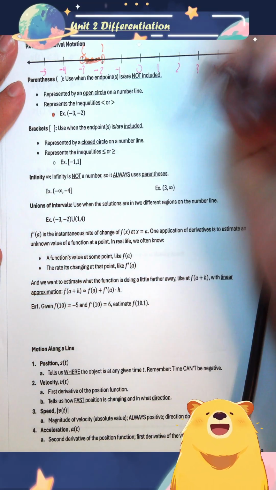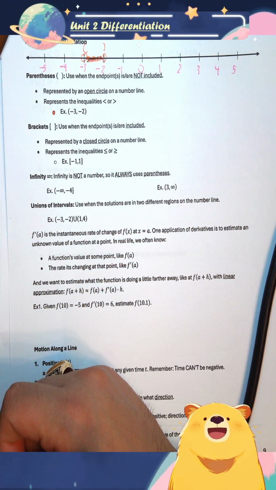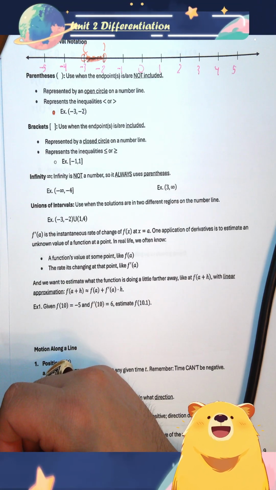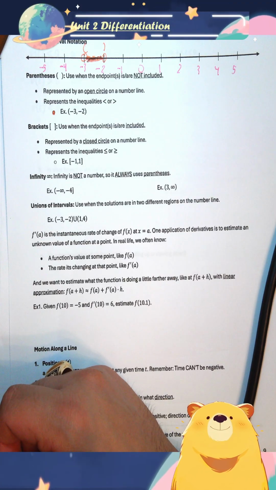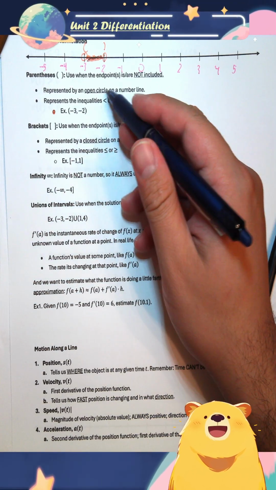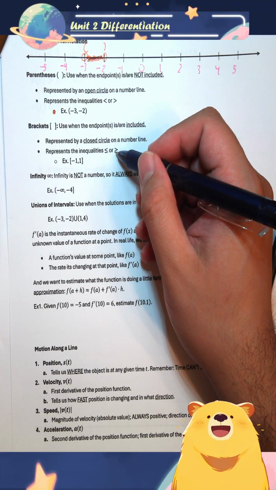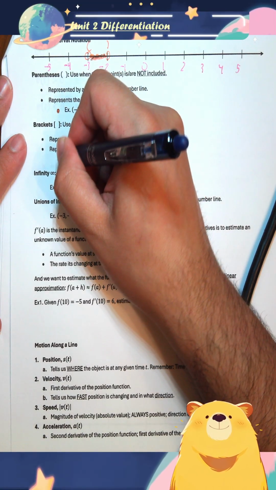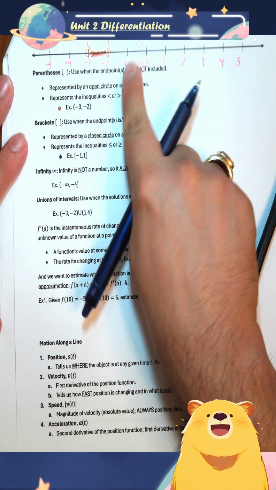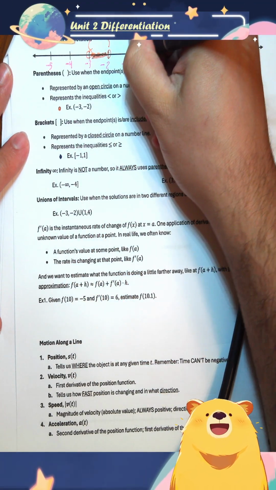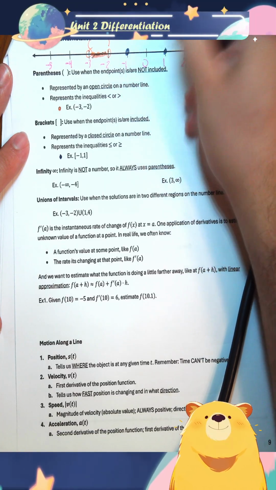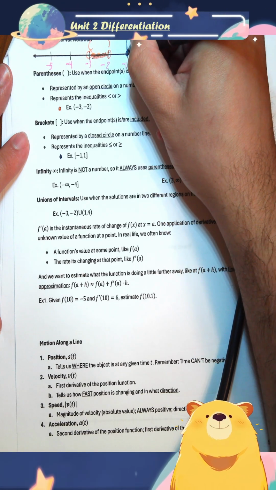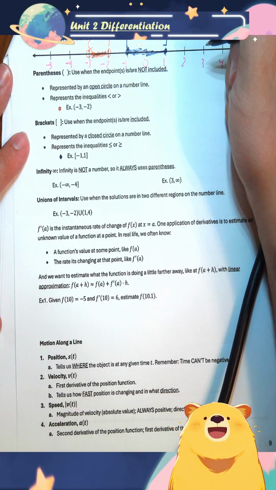Then you have brackets. Brackets are used when the endpoint is or are included. This is represented by a closed circle on the number line. And these are the adjusted inequalities that include that line at the bottom that implies equal to. So if you're going from -1 to 1, you can either choose to do a closed circle and mark that row, or you can do brackets and mark that row.